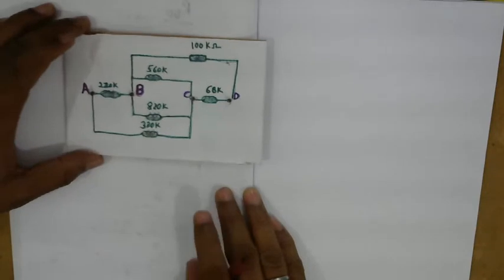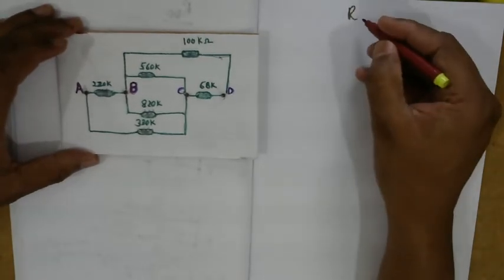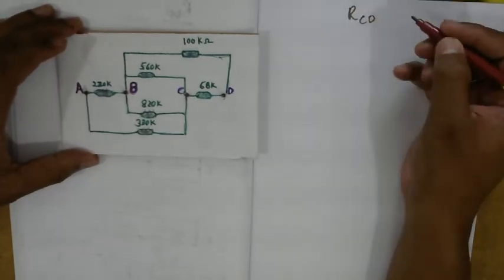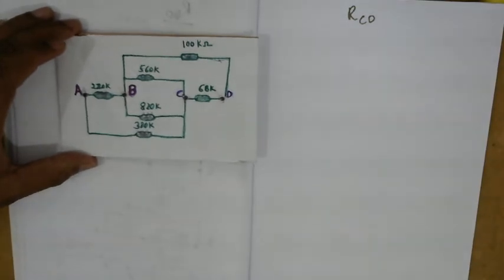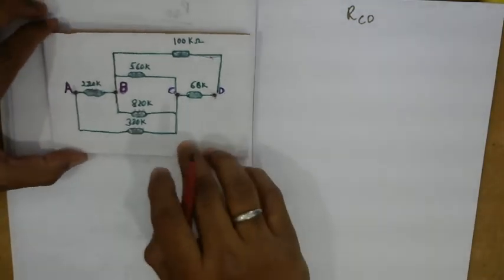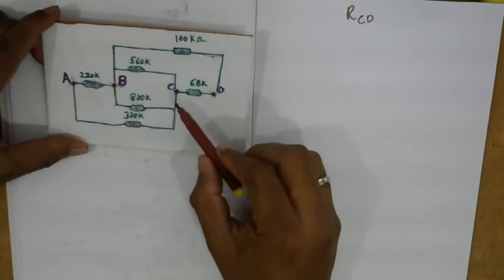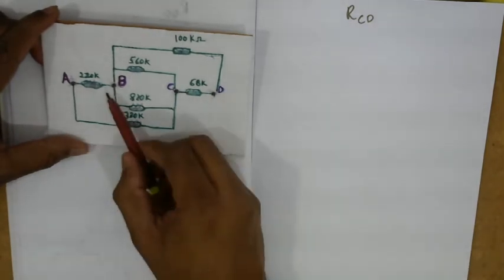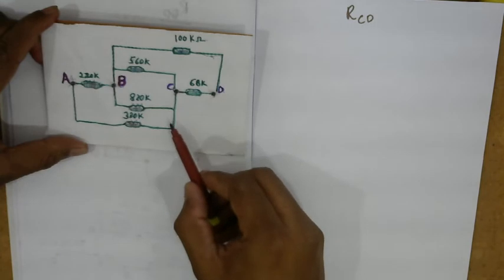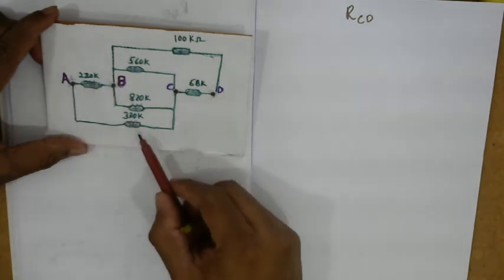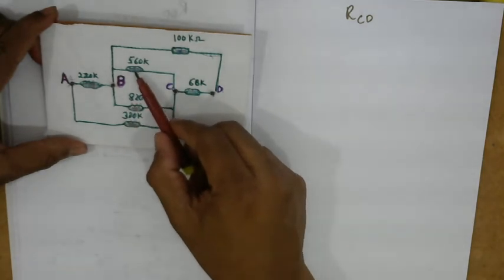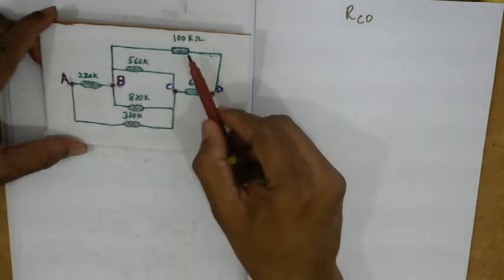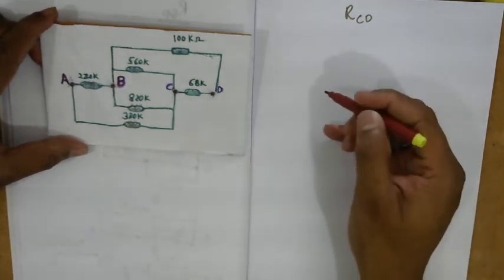So let us calculate RCD. Now to calculate RCD, if you again notice the circuit, we are interested in points C and D. Therefore, this branch will be series connected, 220 and 330, which will in turn be connected in parallel with 820. Similarly, this 560 is also parallel with that, and then 100 is separate. Okay, so let's work it out.